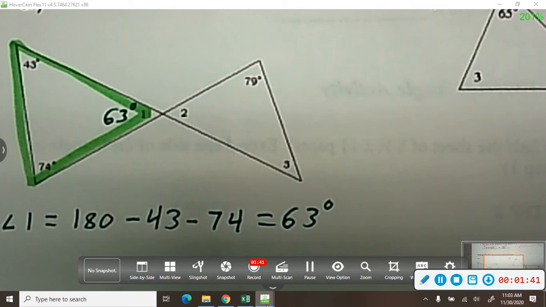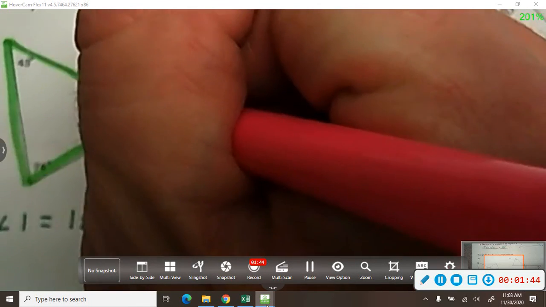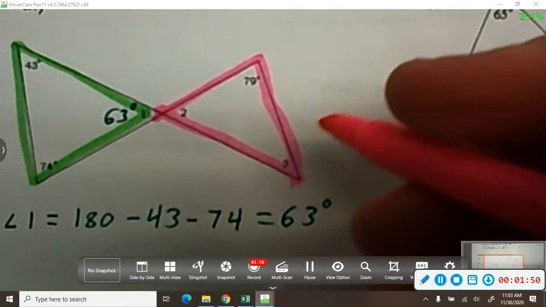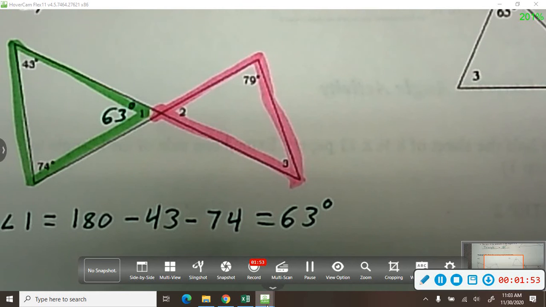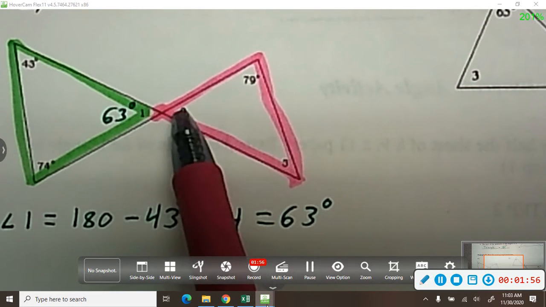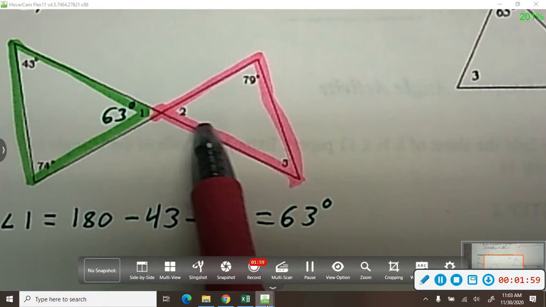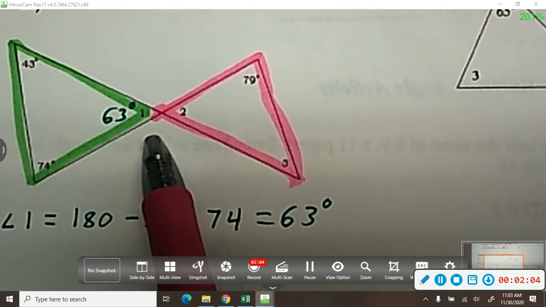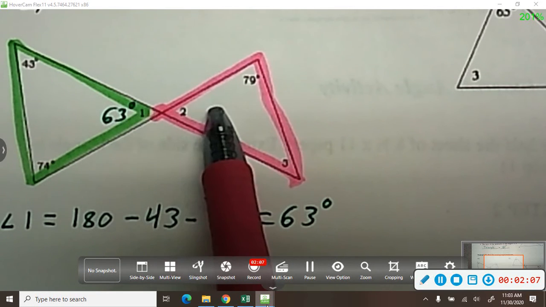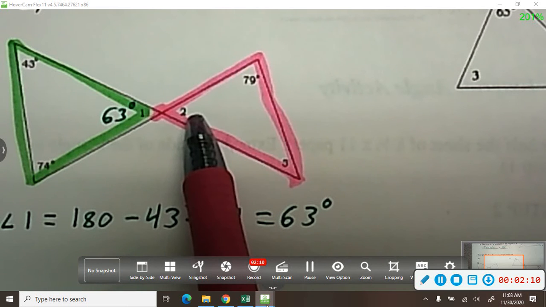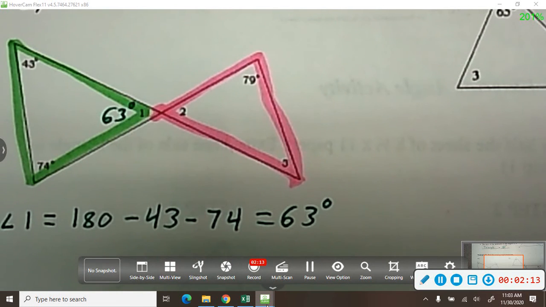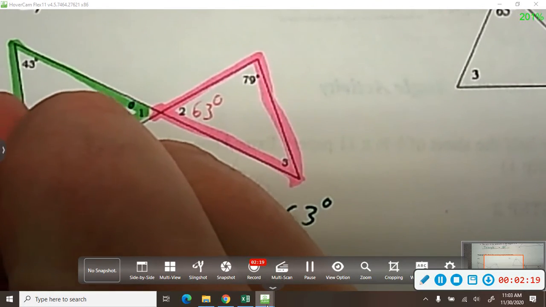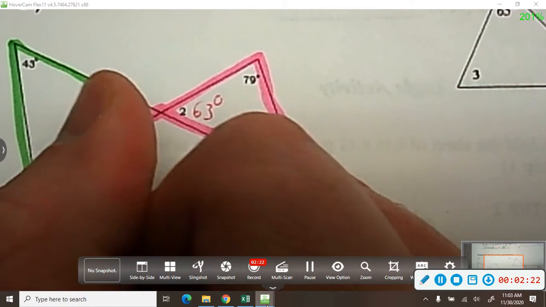Now the second triangle is also going to add up to 180. Now there's a problem here. The problem is I know one angle, but I'm missing two angles. So you cannot find the measure of angle 2 and angle 3 if you're missing two pieces of information. However, we know that angle 1 and angle 2 are vertical angles. So if angle 1 is 63, then angle 2 is 63. So I could say the measure of angle 2 is 63 degrees.